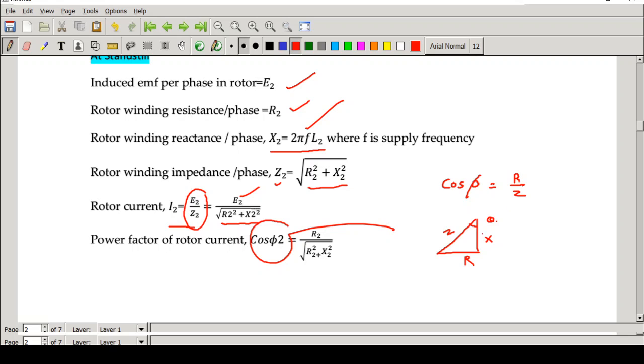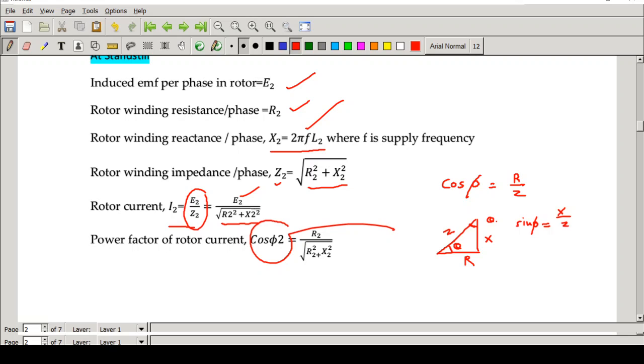So cos phi is equal to R by Z, right? Now, sin phi. What is sin phi? This will be theta, not this one. This will be theta, right? So sin phi will be equal to what? Opposite side, right? So it will be X by Z. Sin phi is equal to X by Z.